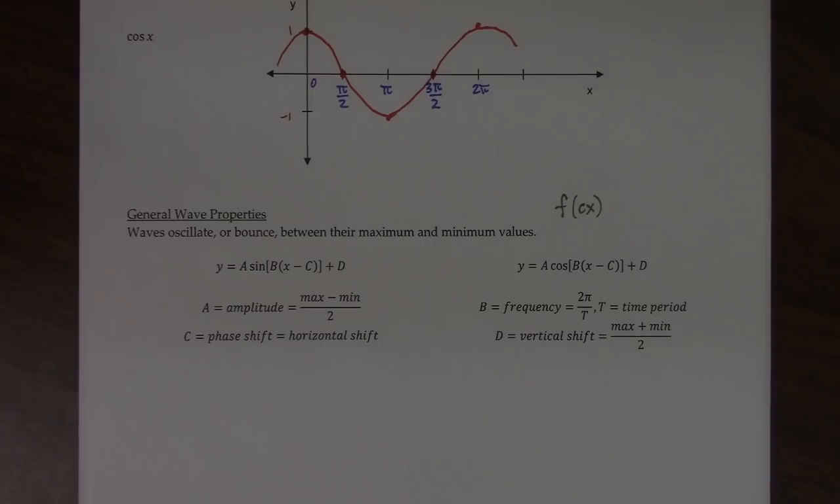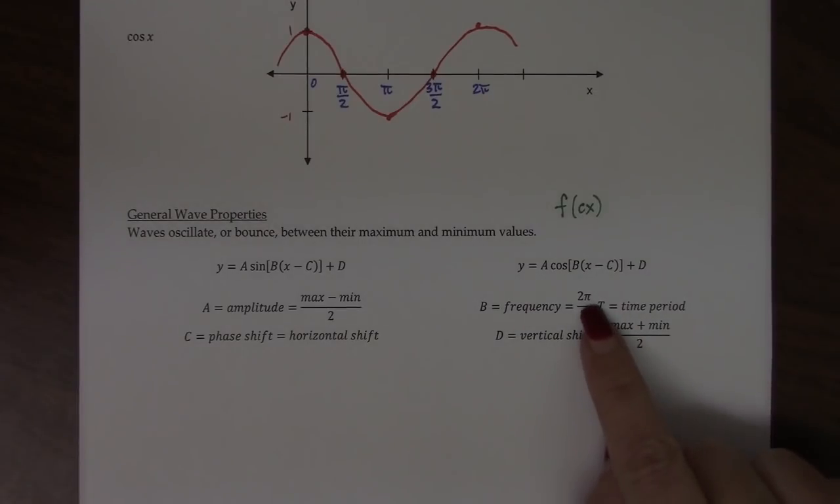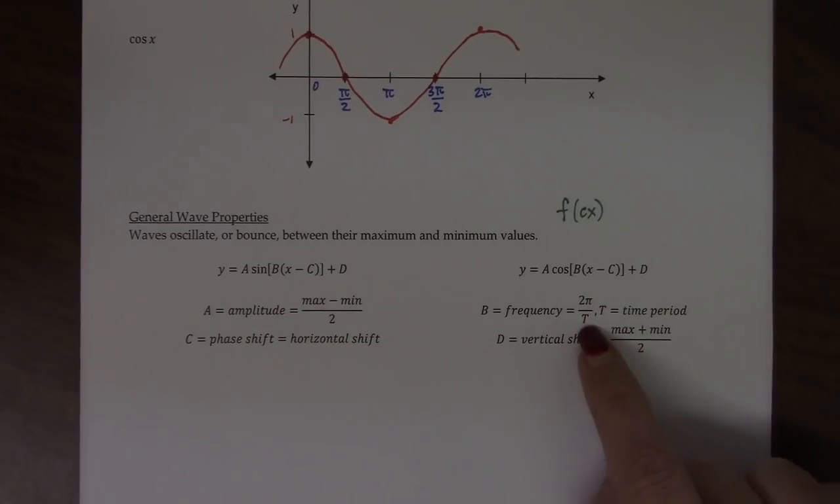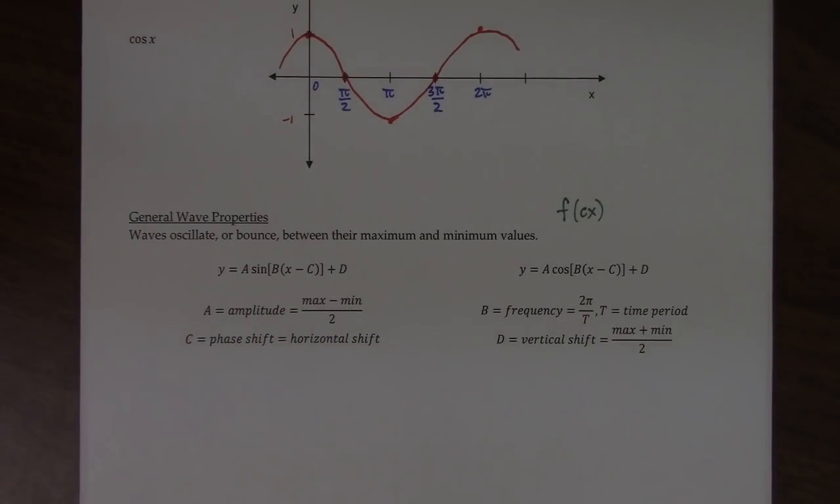So for a wave, if we want to measure how quickly or slowly the wave's passing, because the normal wavelength is 2 pi, we use 2 pi over the time period. And so what it's now telling you is, as compared to a normal sine wave, how frequent or infrequent is this wave?